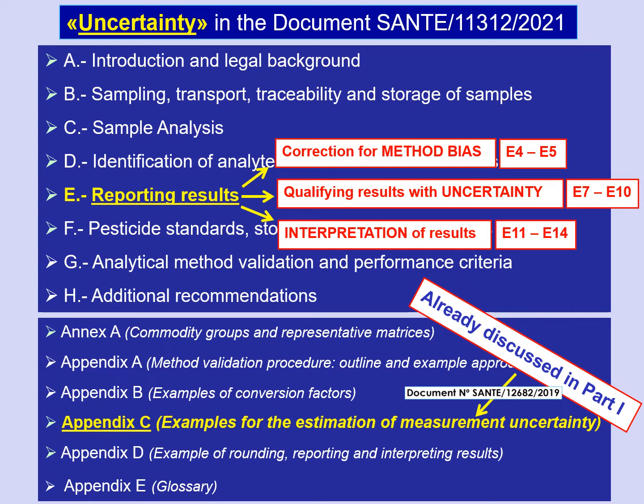the subsections of Section E entitled Correction for Method Bias, Qualifying Results with Measurement Uncertainty, and Interpretation of Results for Enforcement Purposes. But before diving into Section E, to better understand its contents, let's recall the basic principles and practical implications of the concept measurement uncertainty.